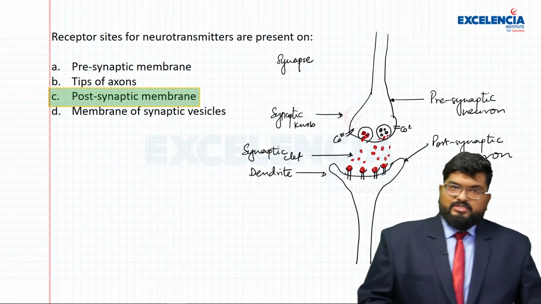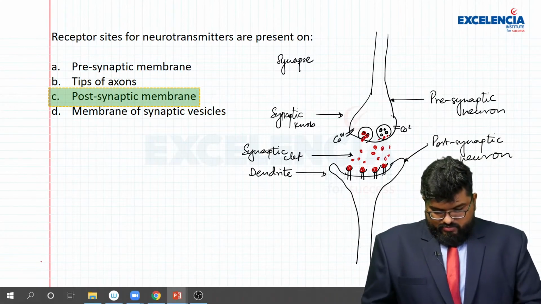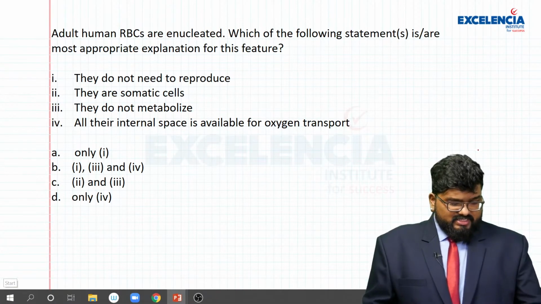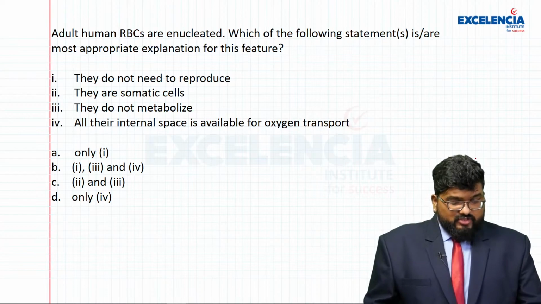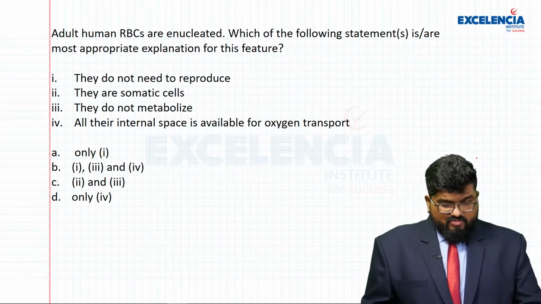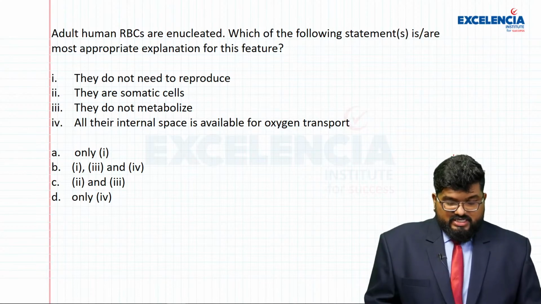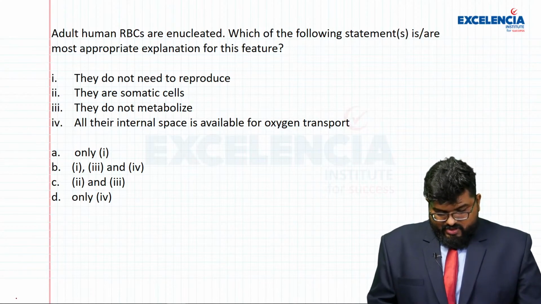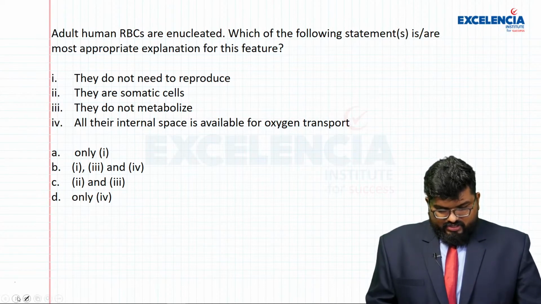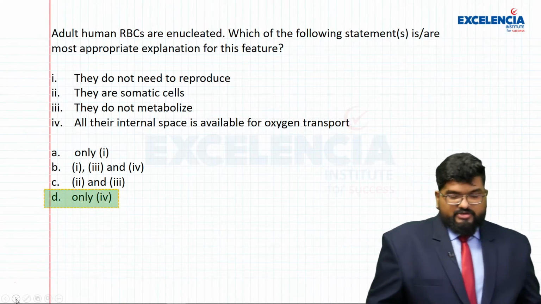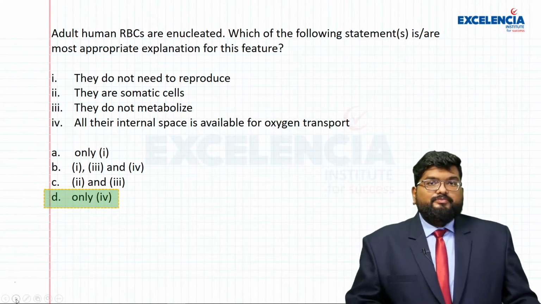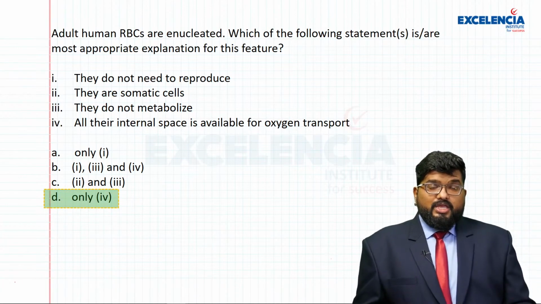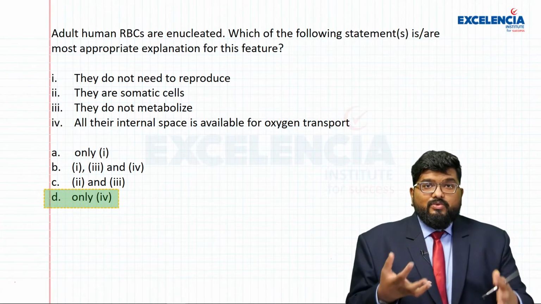Postsynaptic neuronal membranes, right? Moving ahead with the next question. Adult human RBCs are enucleated. Which of the following statements are the most appropriate explanation for this feature? Now, the most appropriate answer over here is only the fourth statement. Why? Because the RBCs are enucleated. Enucleate means what? Their nucleus is removed.